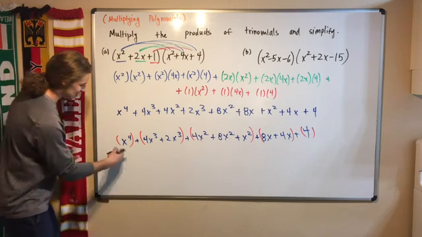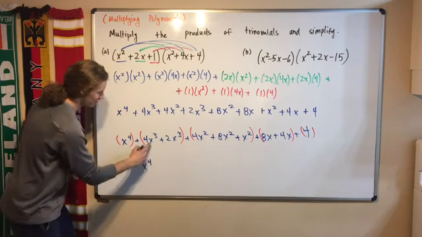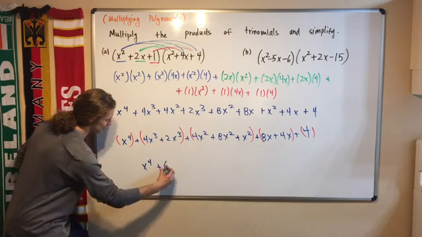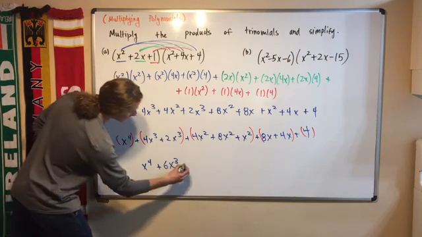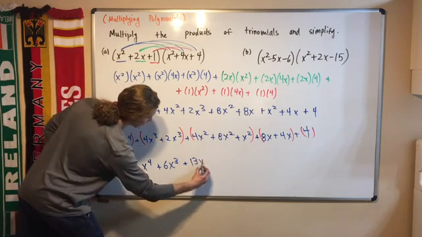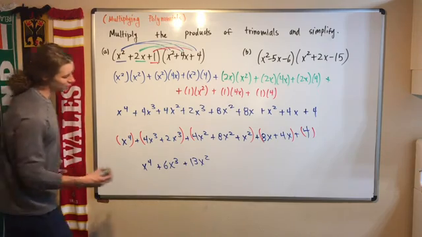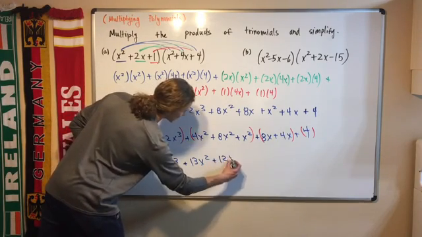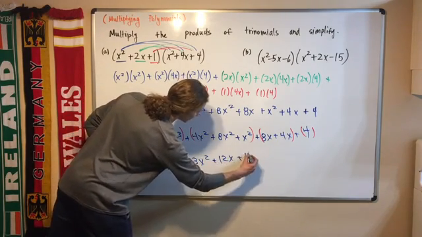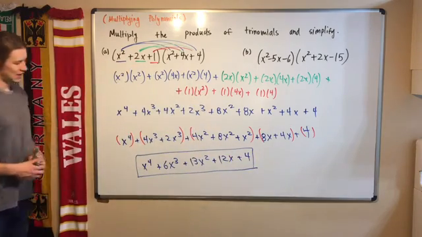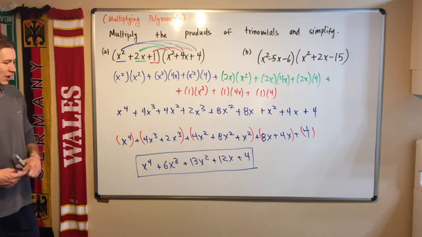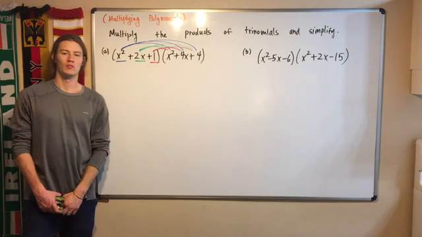To simplify this then, we have our x to the 4th. 4x cubed and 2x cubed makes 6x cubed. 4x squared, 8x squared, x squared, that makes 13x squared. 8x and 4x make 12x. And finally, we have that plus 4 still. And so our solution to part A is this big long polynomial of 5 terms.